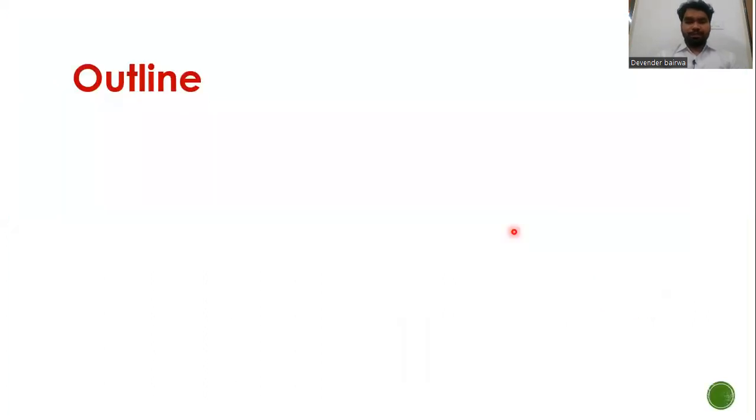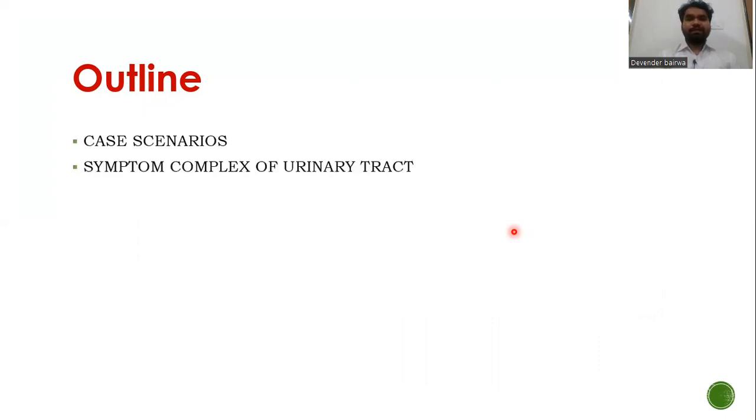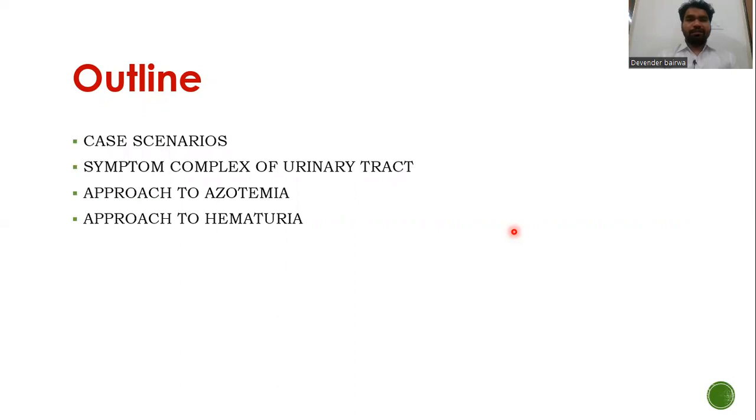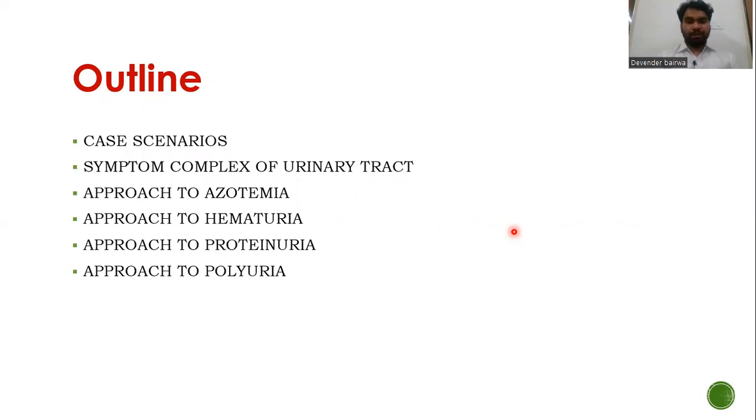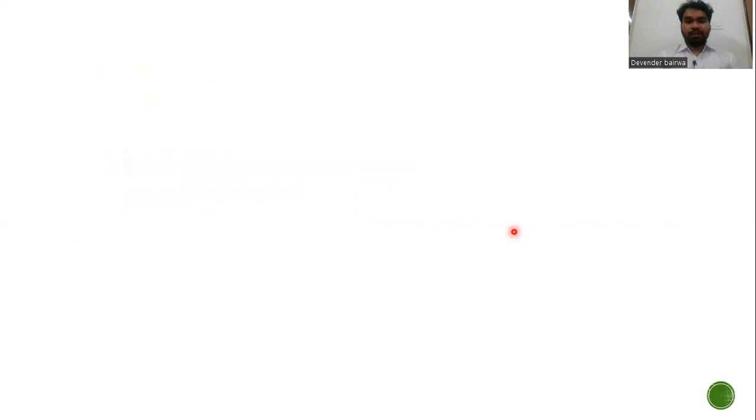So we will be discussing this presentation under the following headings. First, we'll see a few case scenarios to stimulate you. Then we will see the symptom complex of the urinary tract. Then we will see how to approach a patient with azotemia. Then we will see how to approach hematuria, proteinuria, and then polyuria. And then we'll be concluding this presentation.